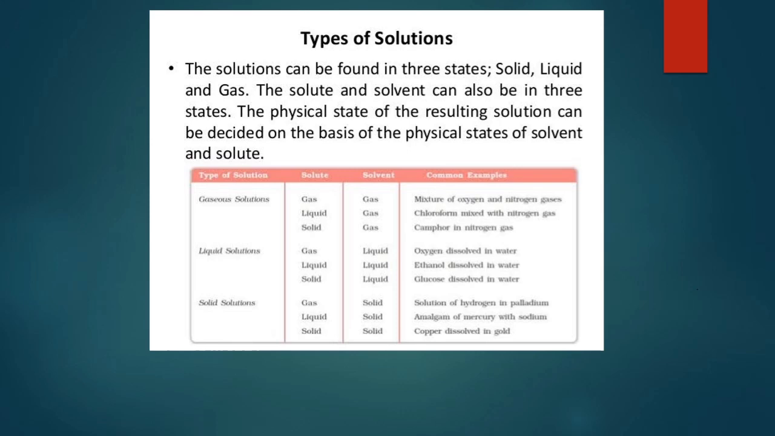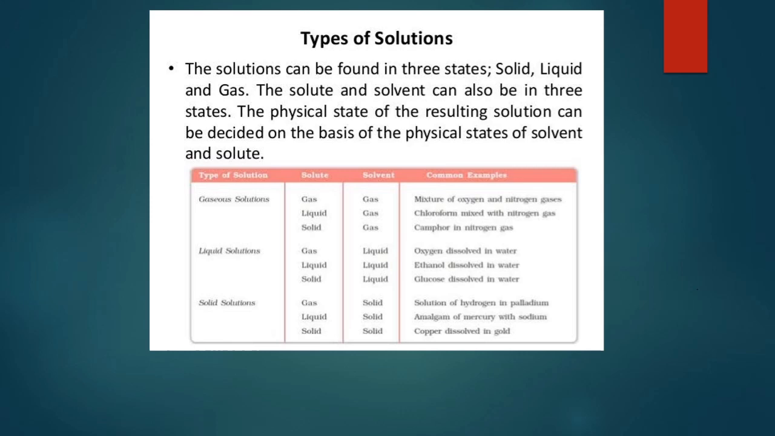Okay, you see the first point, gaseous solution: solute is gas, solvent is gas. The solvent, we know, is the larger quantity, right? So if the solvent is gas, which type of solution is that? Gaseous solution. If the solvent is liquid, which type of solution? Liquid solution. If the solvent is solid, which type of solution? Solid solution. There are three types of solution: gaseous solution, liquid solution and solid solution.